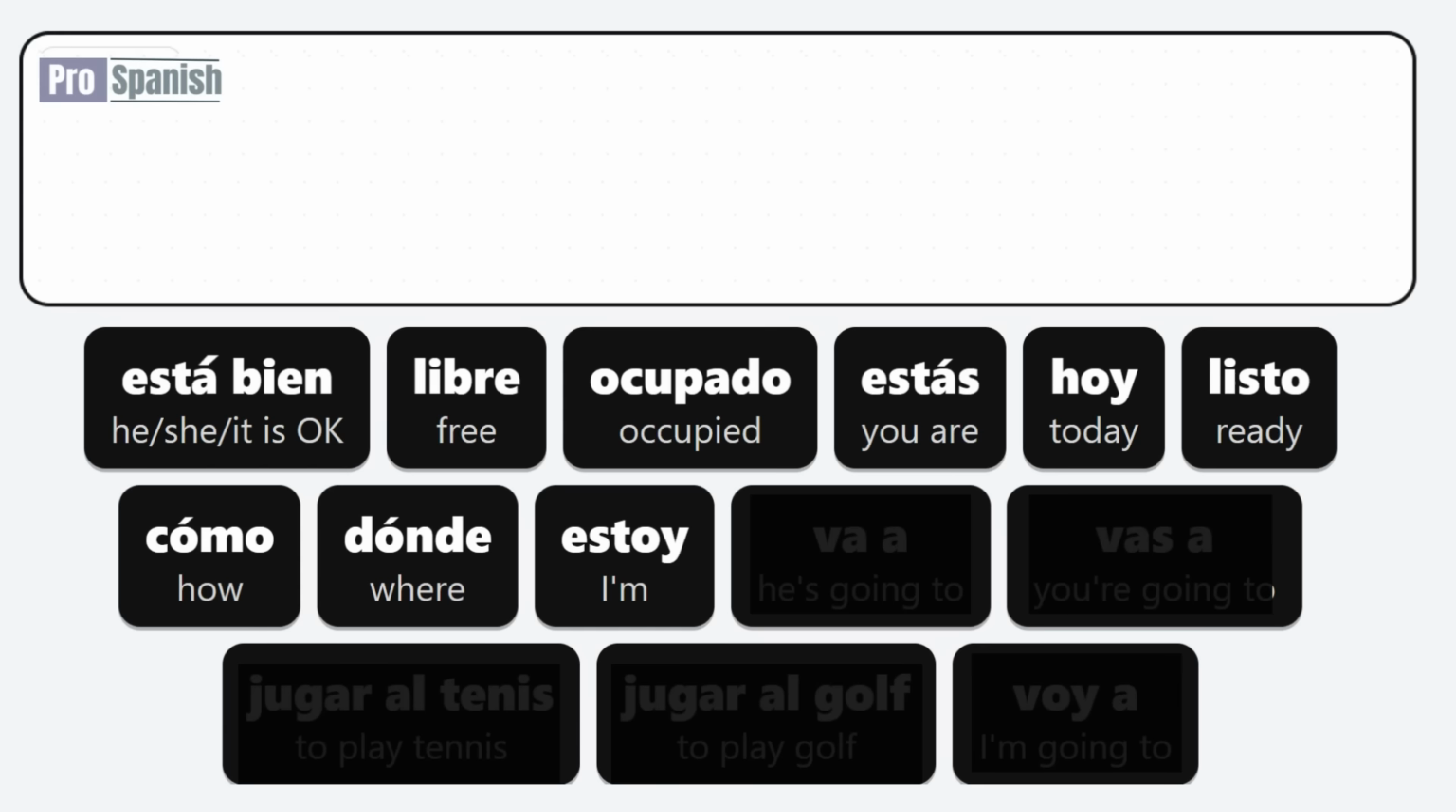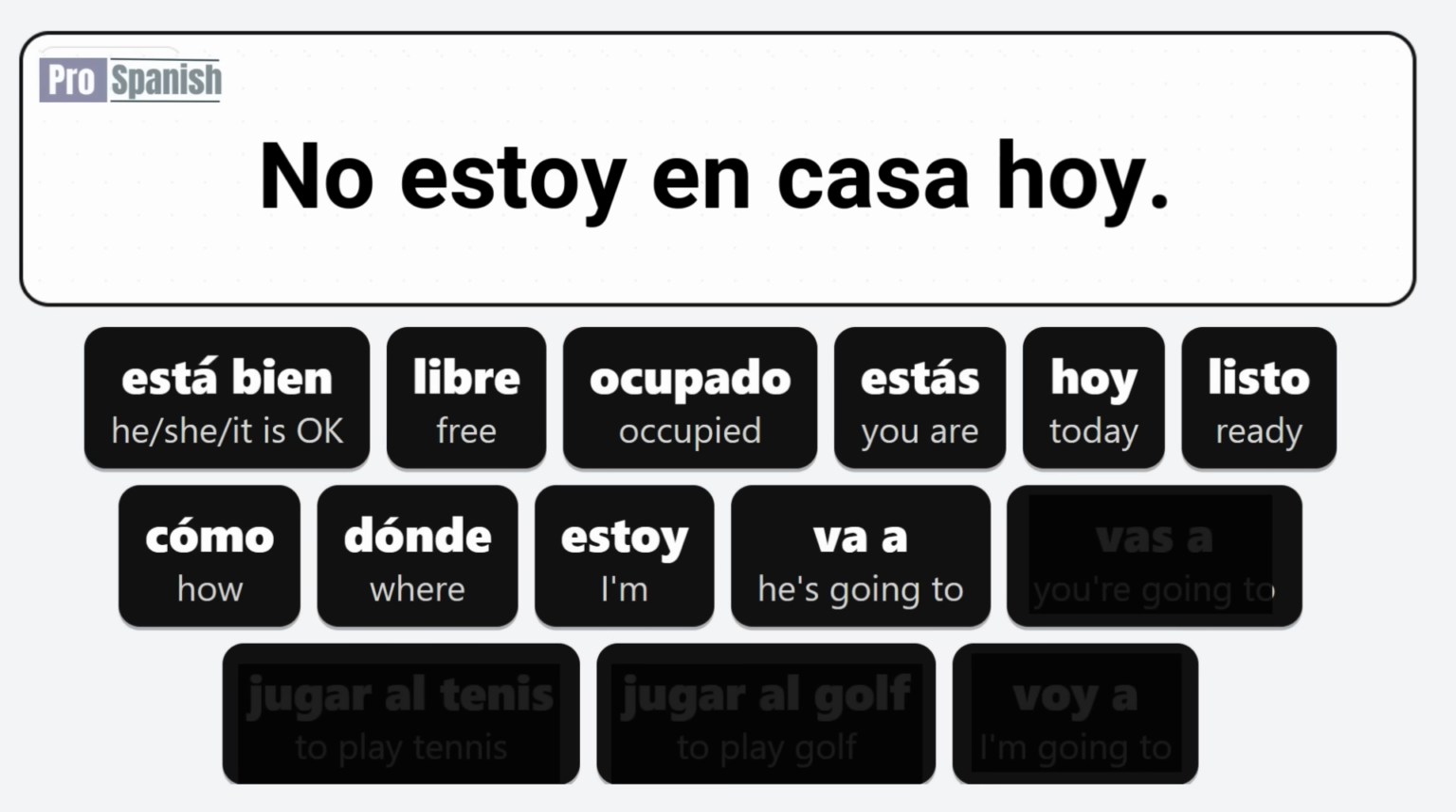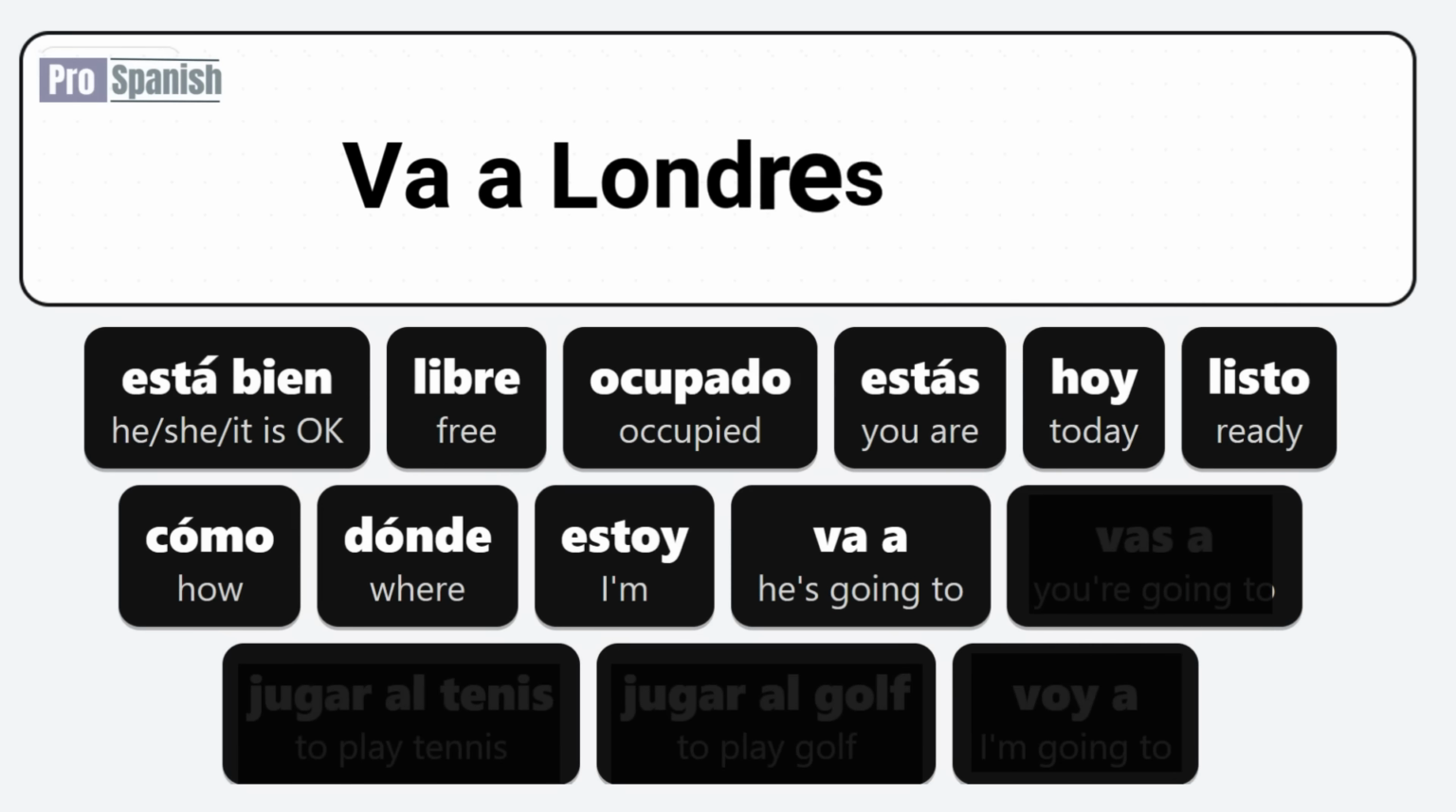Okay, next we have va. Notice that the letter V is pronounced more like an English B. So va, he is going to, or he's going to. And of course we know it would also be she's going to and it's going to. So he, she, it is going to. Va. Sounds a little bit like a sheep. Ba. How would you say, he's going to London today? Va a Londres hoy.